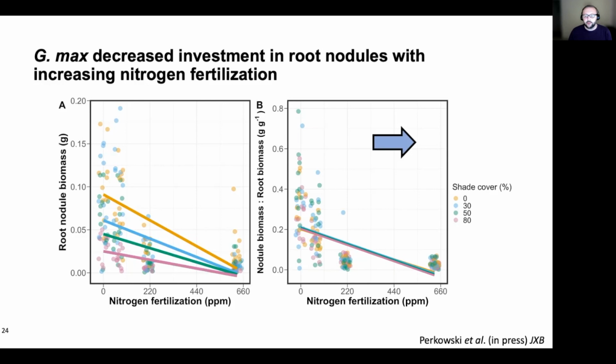And when we look at the ratio of root nodule mass to root biomass, we see that root nodule biomass is decreasing relative to root biomass, regardless of light level. And so these patterns do suggest that individuals may have switched their dominant mode of nitrogen acquisition away from nitrogen fixation towards direct uptake when soil nitrogen became more available.